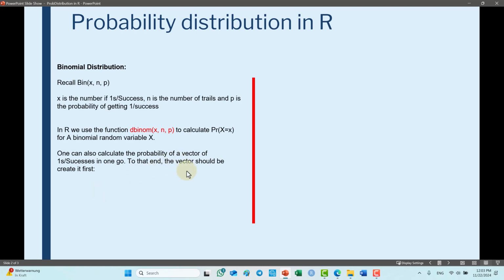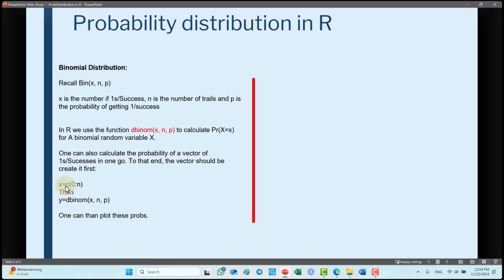To that end, obviously, we first need to create that vector as x, which is a vector of the number of successes or ones from 0 to n, and then run the dbinom on this vector x, which now contains more than one value. One can then plot the probability vector against the vector of number of ones or x.